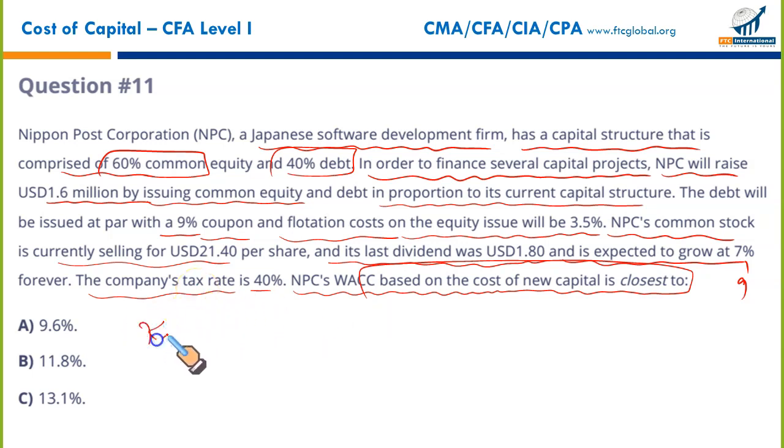First of all, calculate the cost of debt. Cost of debt is simply the coupon because this is what we have been given. Ideally, if you have been given yield, take the yield rate, not the coupon. But since this is what I've been given, debt issued at 9%, 9% times 1 minus the tax rate will give you 5.4%.